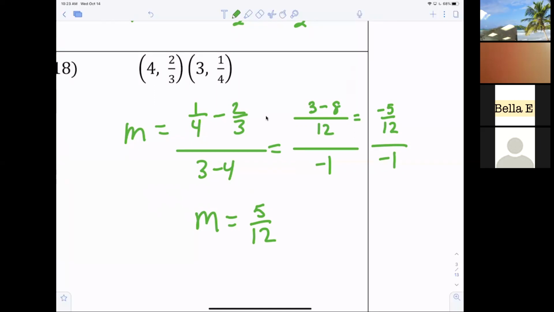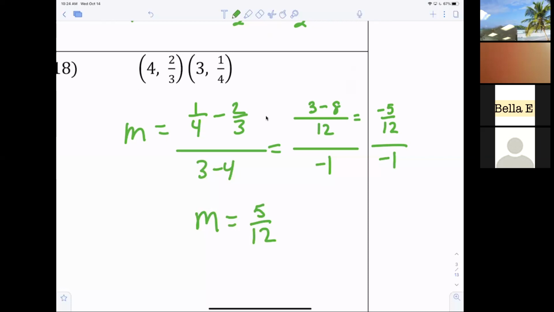Can you just tell me what is a number divided by 1? Anything divided by 1 is that number. So 5/12 divided by 1 is what? 3 minus 4 is what? This is -5/12. So you divide that. The answer is 5/12.